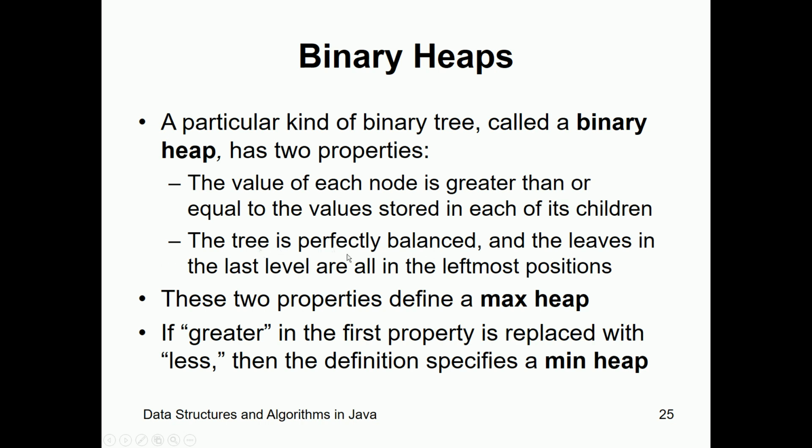Let's talk about the first part. The tree is perfectly balanced. Remember what perfectly balanced means? What does this mean? The number on the right and the left is the same. That's how we know it's perfectly balanced. Yeah, the difference between the heights is not more than 1.